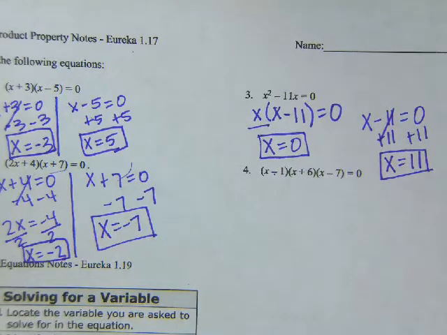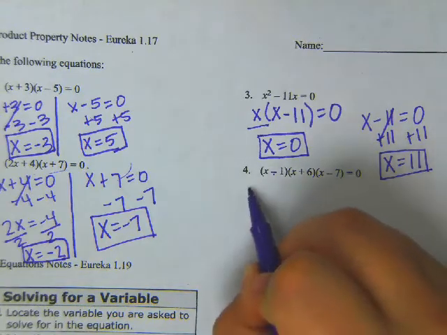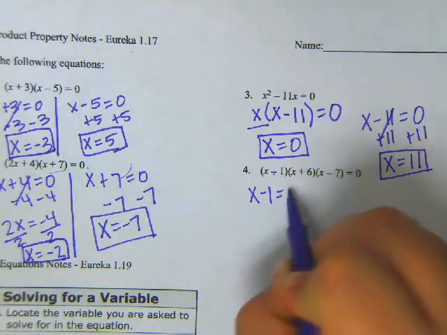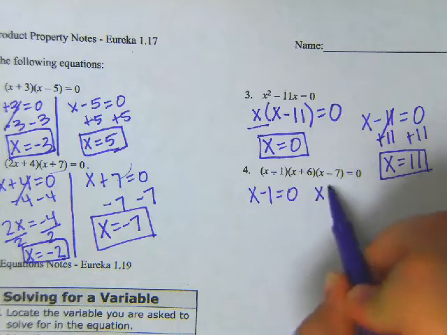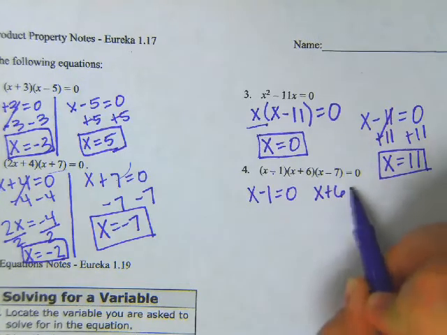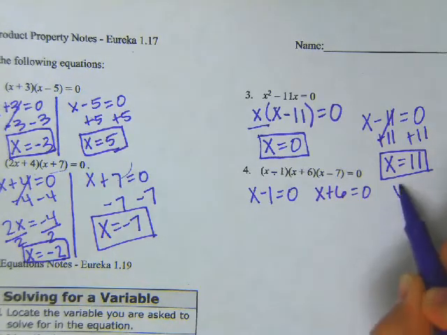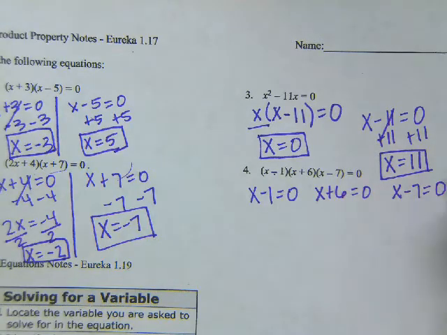Alright, and then the last one we're going to do, we have 3 different parentheses. We do the exact same thing even though we have 3 instead of 2. So here we're going to set all 3 of our parentheses equal to 0. So we have x minus 1 equals 0, x plus 6 equals 0, and x minus 7 equals 0.